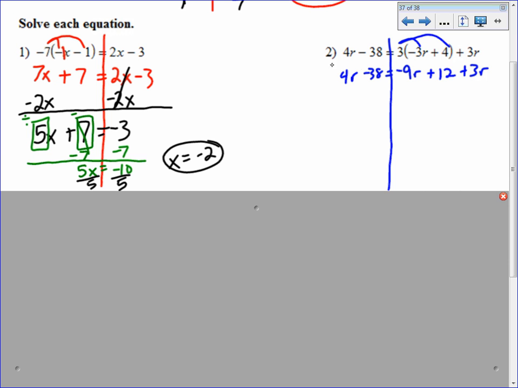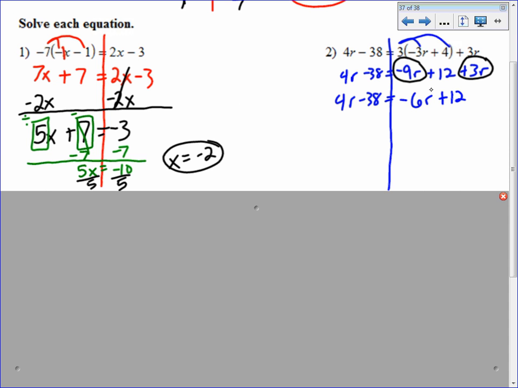Now we've got the r's all consolidated on this side, but over here we have a combining like terms thing. We can get this and this to combine. So we have negative 9 plus 3, which gives us negative 6r plus 12. Bring that down. And now we're at our 4 parts. We've got one here, one here, one here, and one here.